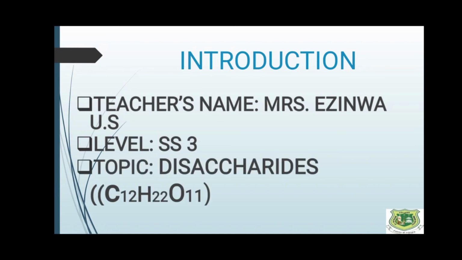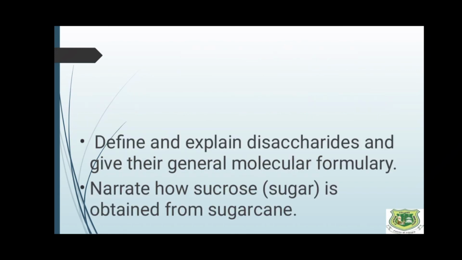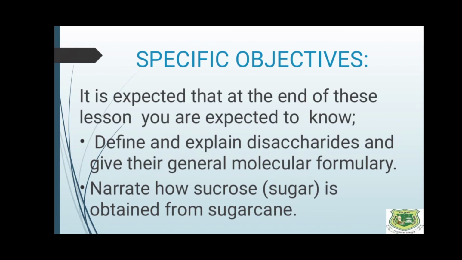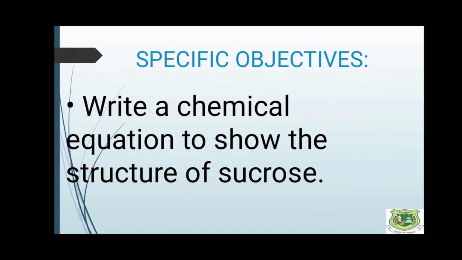The topic we're considering this morning is disaccharides. By the end of this lesson, every student should be able to: 1. define and explain disaccharides and give their general molecular formula; 2. narrate how sucrose, which is table sugar, is obtained from sugar cane; 3. write a chemical equation to show the structure of sucrose.